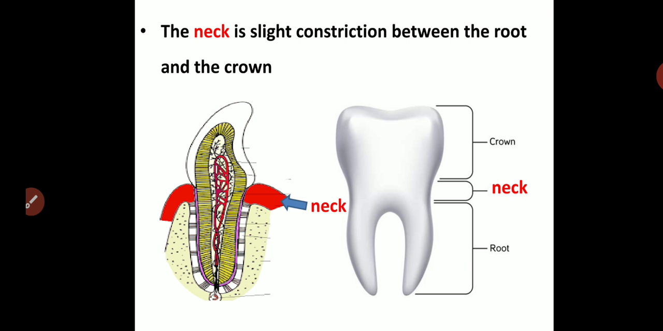Then you have the neck. It is a narrow part between the root and the crown, that is the junction of the root and the crown, and it is covered by the gums. As you can see in the diagram, the small region in the center, the red color in the left side diagram, is called the neck.